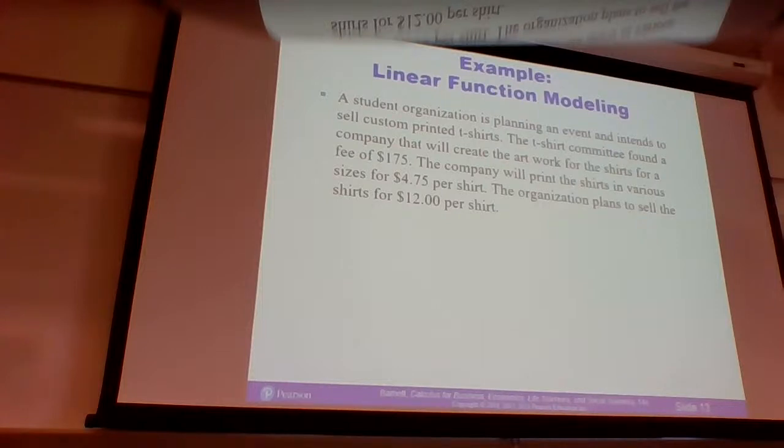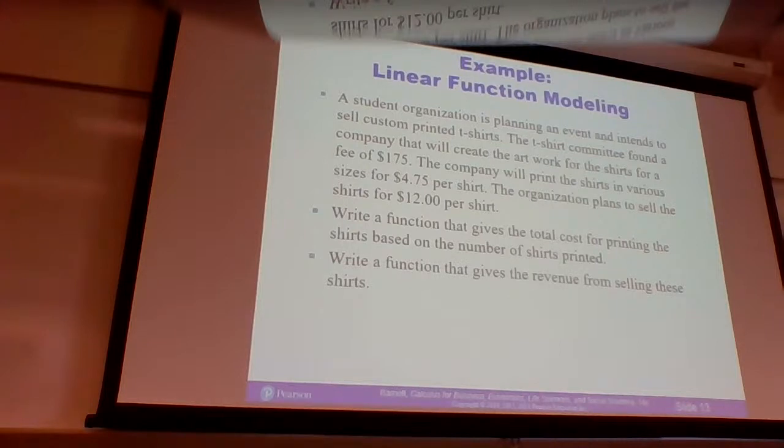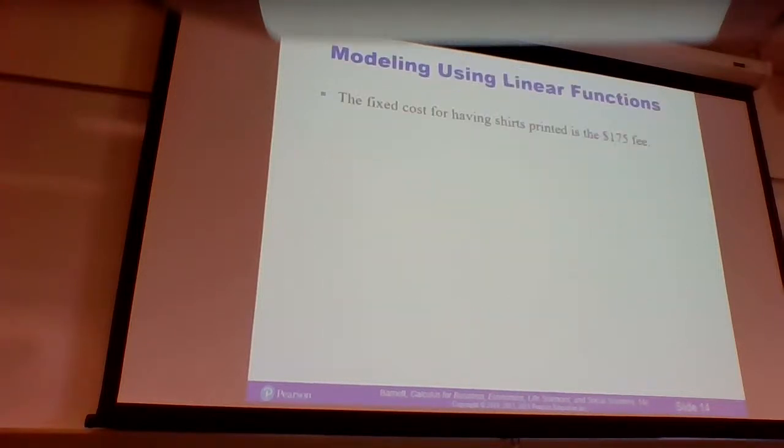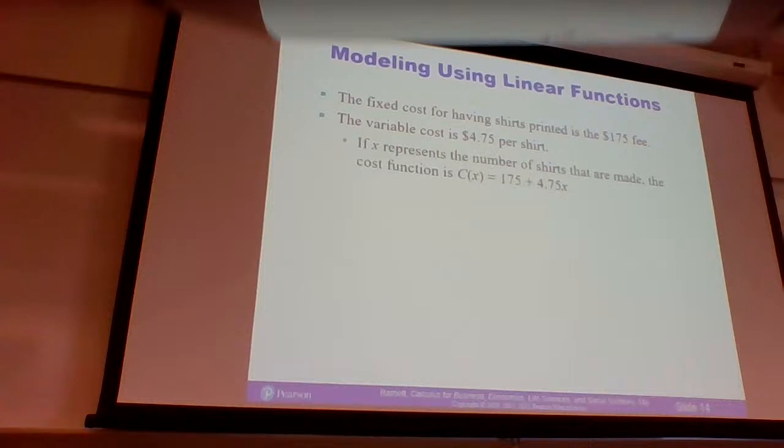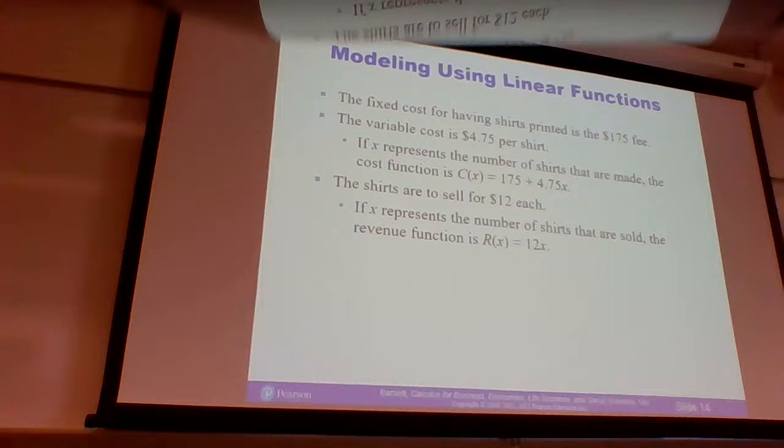If somebody put 4.75X plus 175, is that also correct? Same thing. And what would the revenue be? What would R of X be? 12X. Perfect. And kind of like we talked about last time, fixed cost is 175, variable cost is 4.75. So the cost, C of X, would be 175 plus 4.75X. If you wrote C of X equals 4.75X plus 175, same thing. Since you're selling each shirt for $12, the revenue would be 12X.